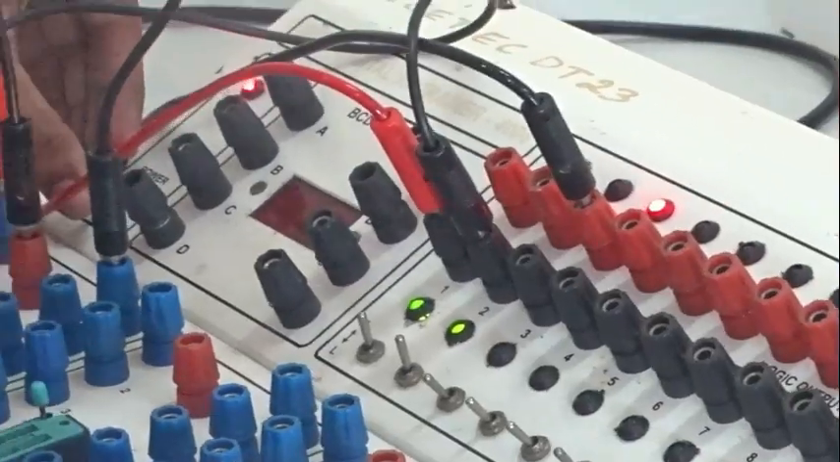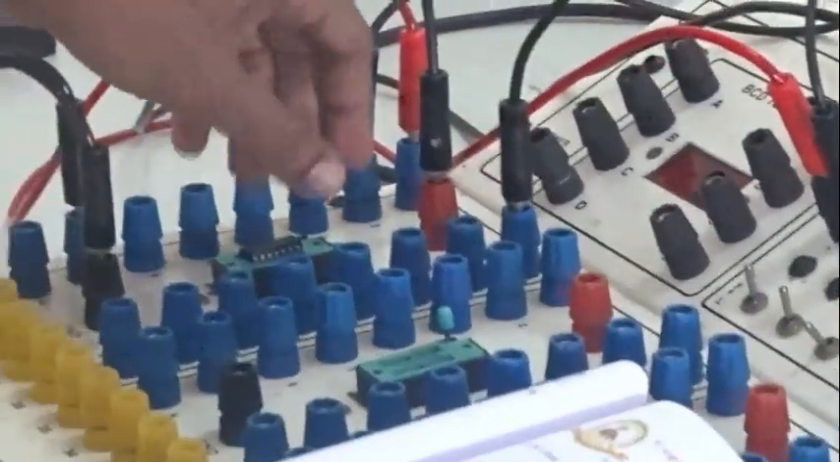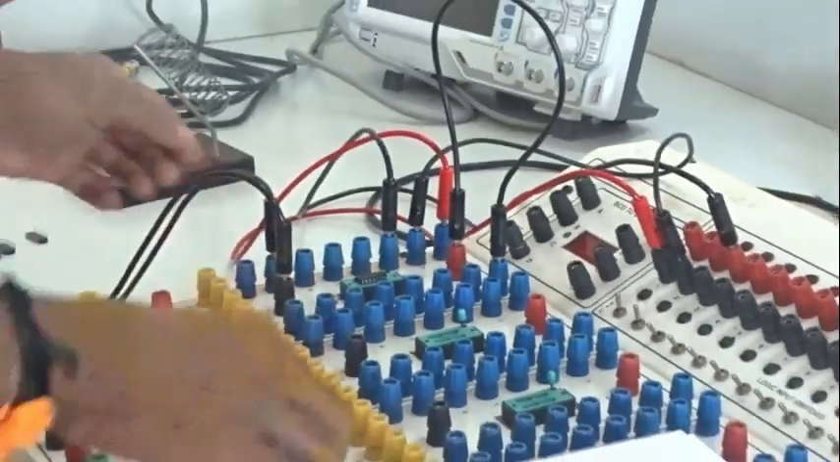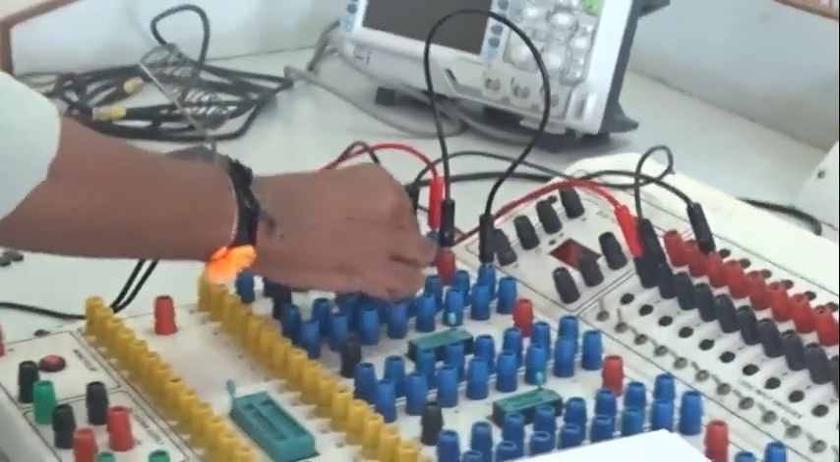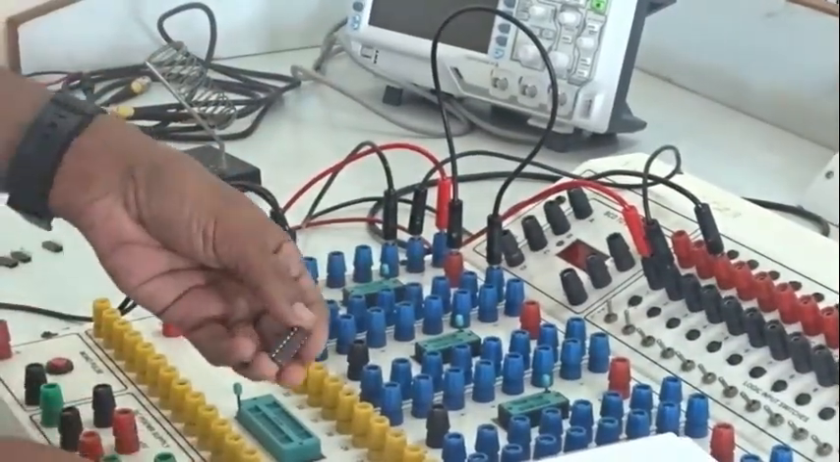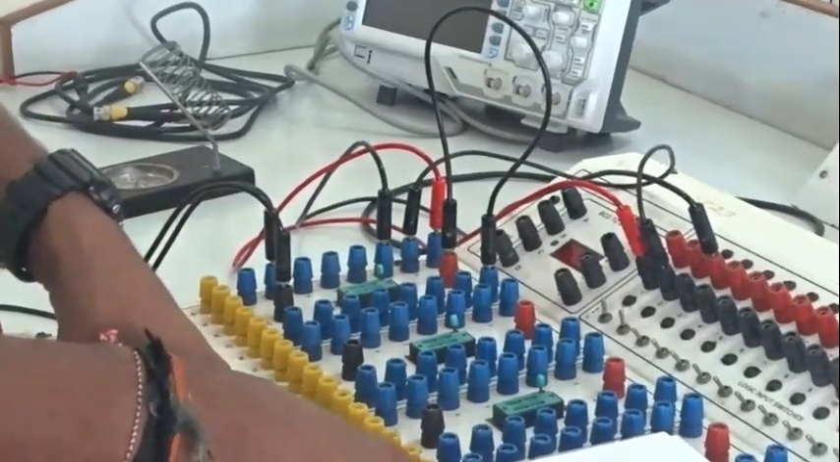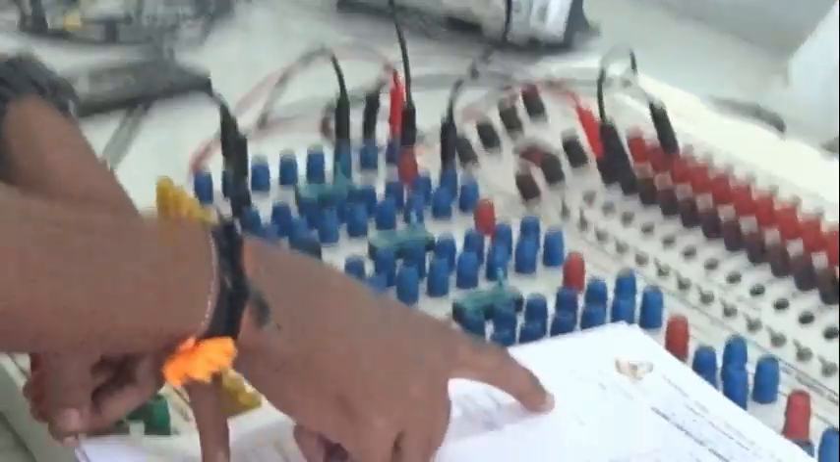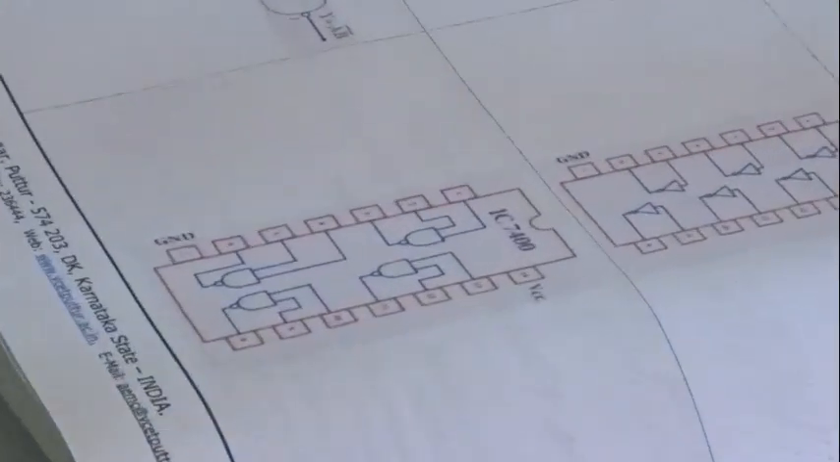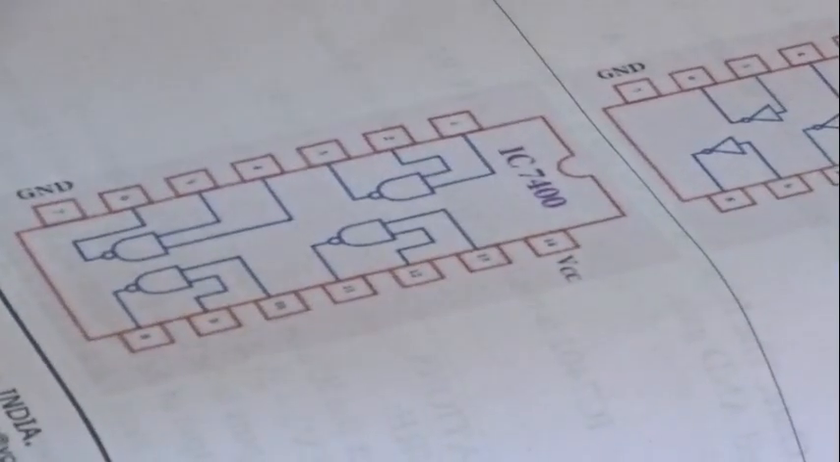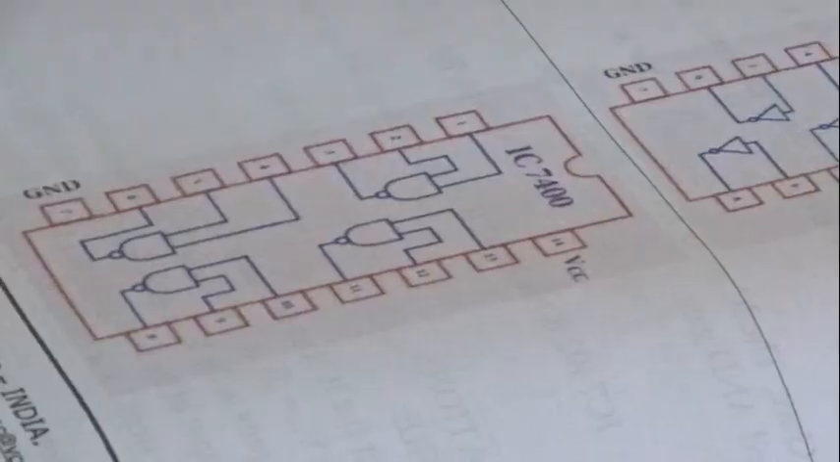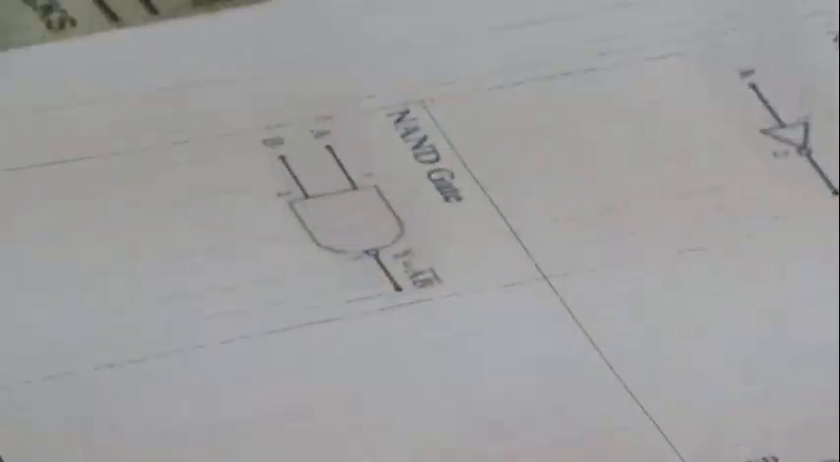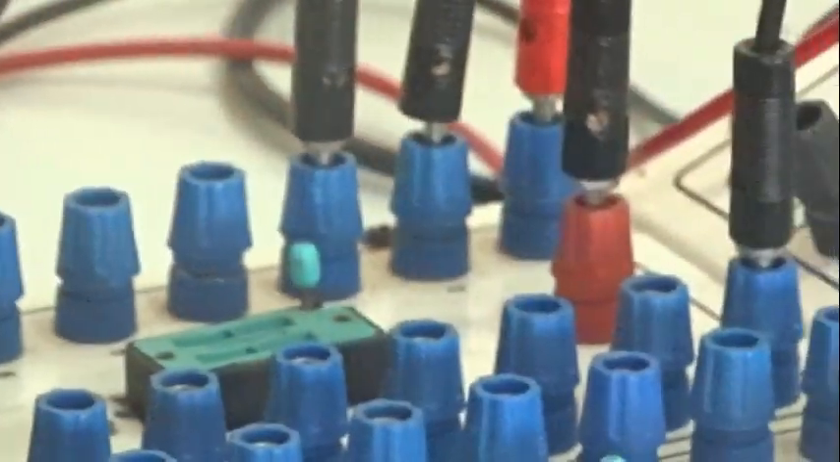Next, we'll move on to the next gate, which is the NAND gate. So again, connection for the NAND gate is same as that of AND and OR, no change. So I'm going to place the NAND gate IC, which is IC7400. So place it on the IC holder.